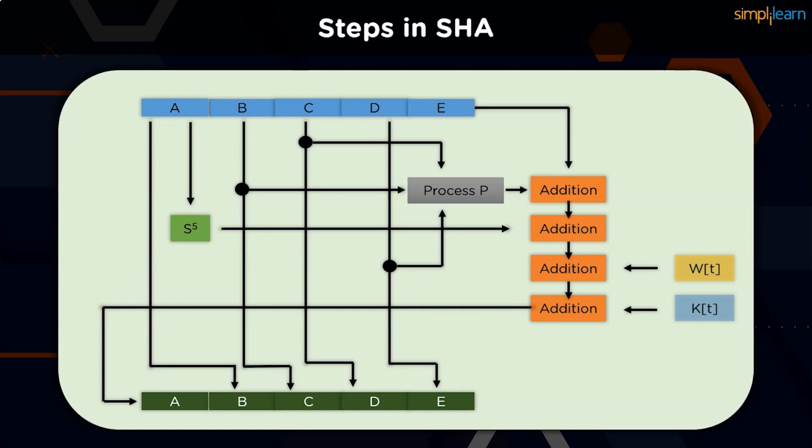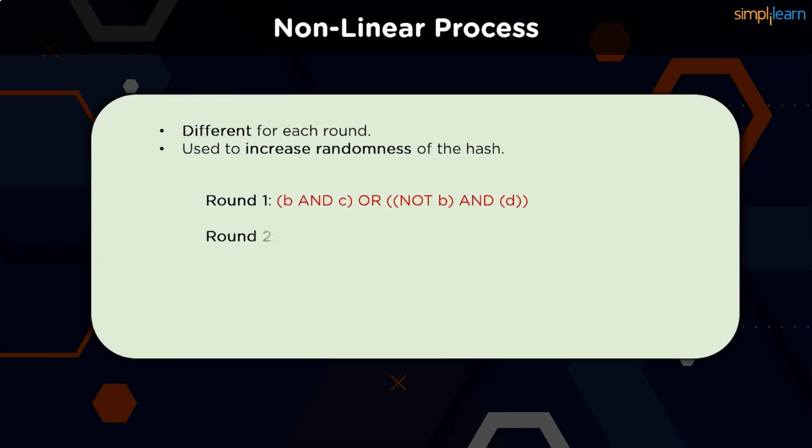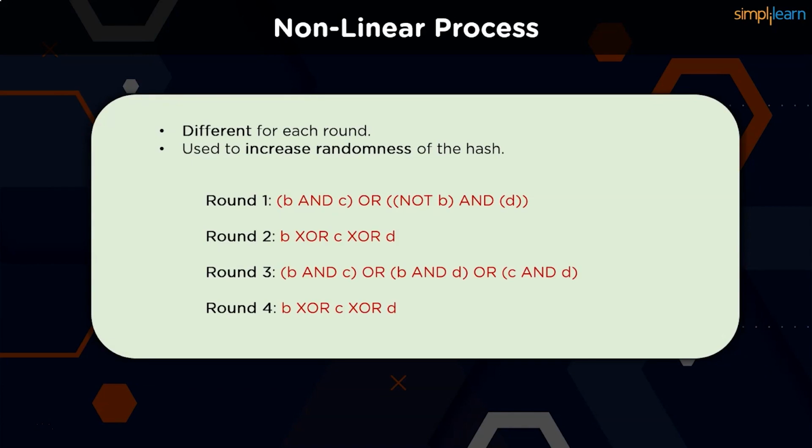Regarding the nonlinear process P that uses the values of B, C and D as input, the formula changes every round to maintain a complexity of the program that can withstand brute force attacks. Depending on the round, the values are passed through a logical operation which is then added with the values of WT, KT and so on.